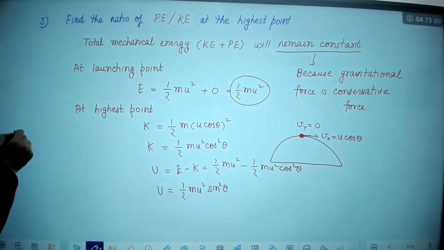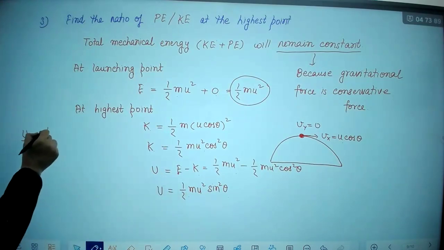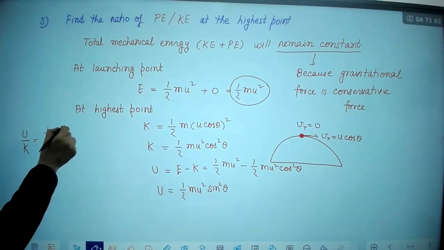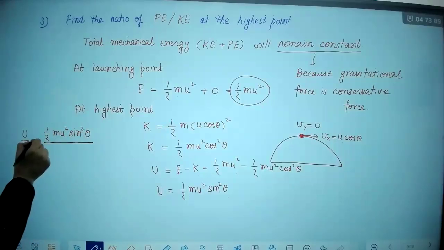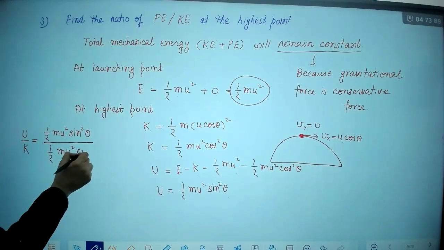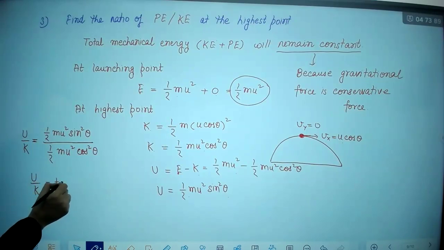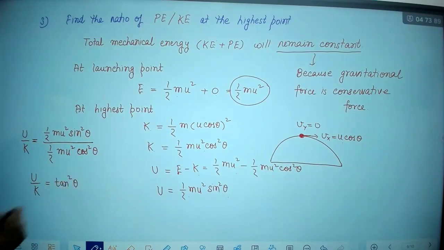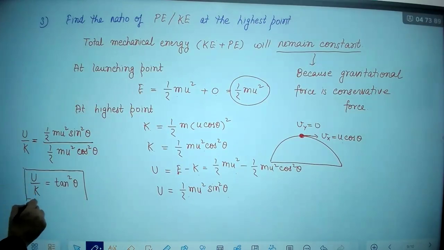So what will be the ratio of potential energy U and kinetic energy? U is 1 by 2 m u square sin square theta, divided by 1 by 2 m u square cos square theta. So U by K is equal to tan square theta. This is the ratio of potential energy to kinetic energy at the highest point.